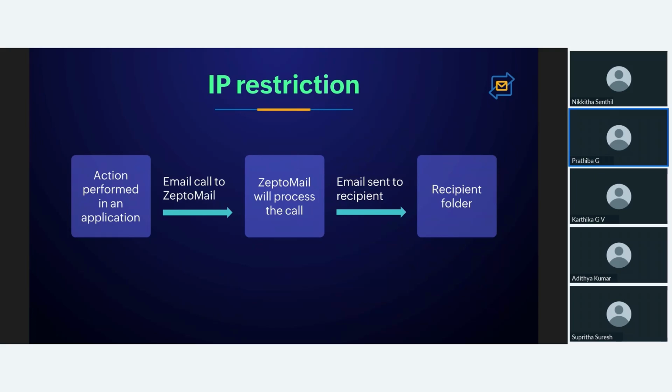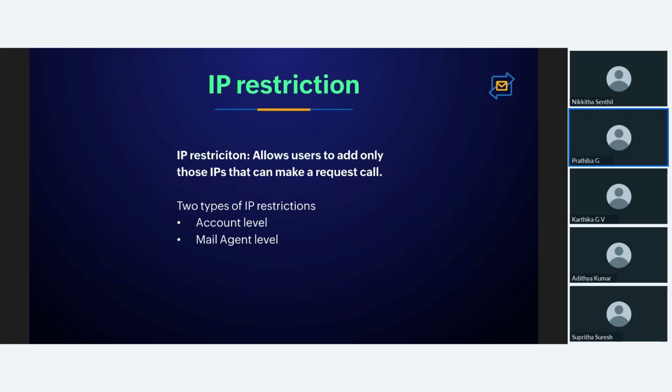Now, if a third-party entity gains control of the credentials, they can operate the application from anywhere to send emails. And when they operate the application from anywhere, the sending IP will vary from the organization's IP. By adding a list of allowed IPs, you as the application owner can ensure that your emails are sent from secure and recognized IPs only. And the feature that lets you do this is called IP restriction.